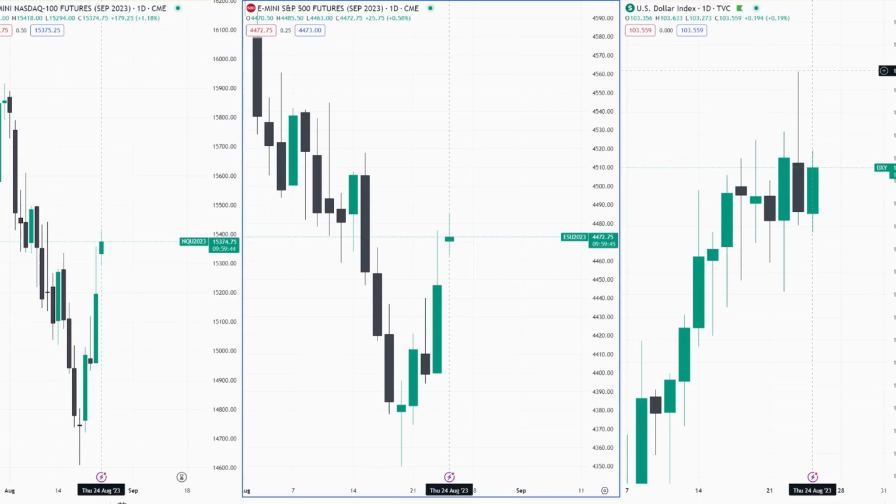Now, the high prior day on the dollar was just short of 104. We couldn't get there. A couple of pips below the 104 here.